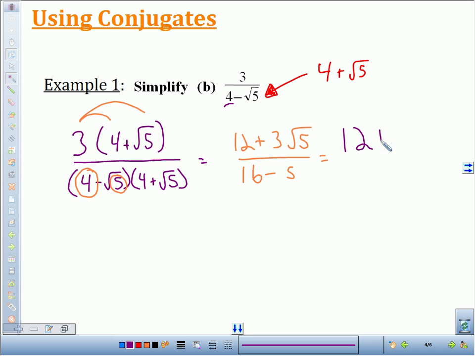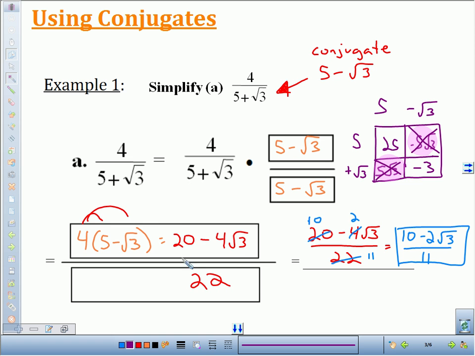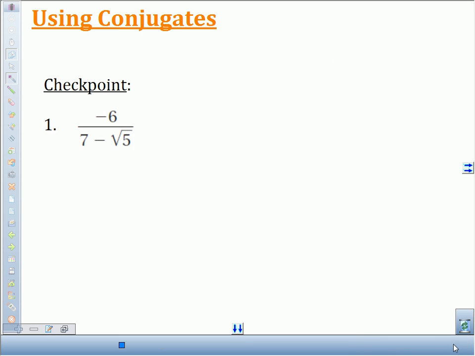So our final product here is 12 plus 3 times the square root of 5 over 11. And we can't simplify that anymore because there's nothing we can reduce the fraction by. So we can simplify this process quite a bit. There was a lot of writing in this setup here, and in this setup there was a lot less. And the more practice we get at this, the quicker it'll become.